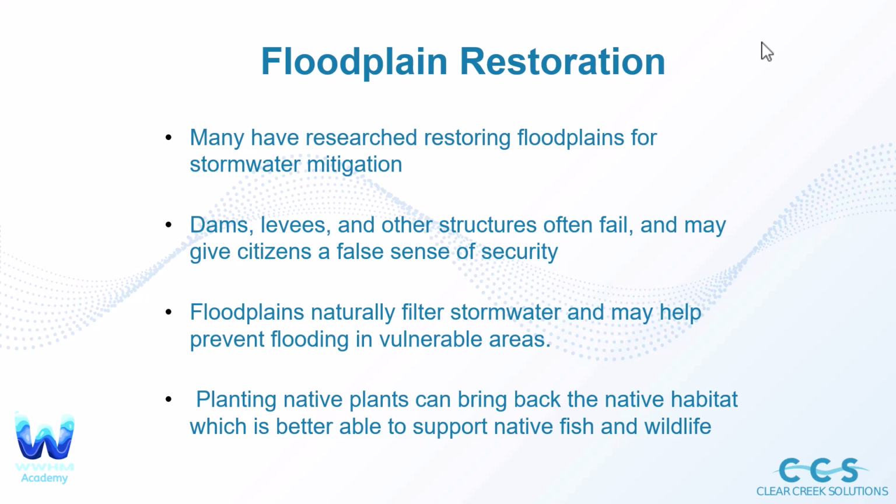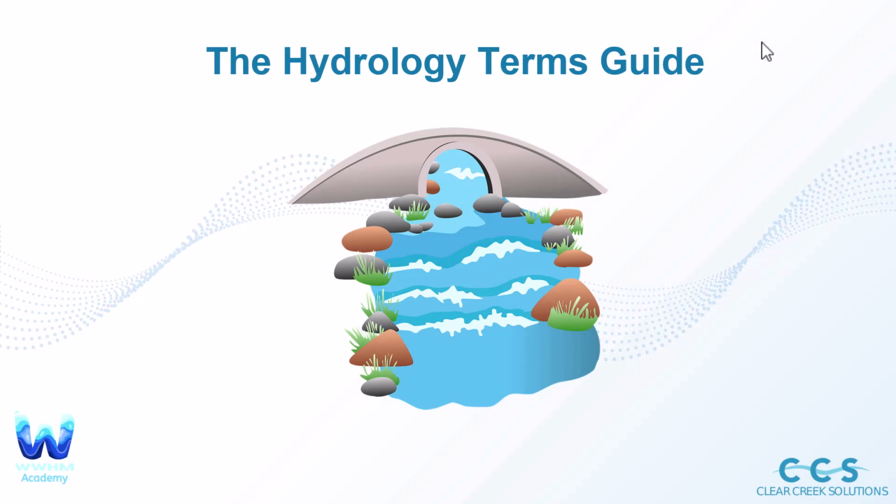Floodplains naturally filter the stormwater as well and may help prevent flooding in vulnerable areas. This is very important because as the water flows across the natural vegetation, it is going to actually do a very good job at filtering the stormwater. And planting native plants can bring back the native habitat, which is better able to support native fish and wildlife in the region. So that's an overview of floodplains.